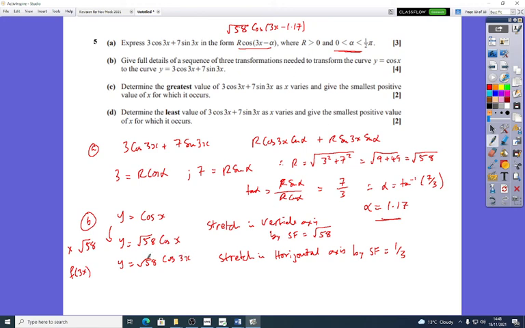And the last thing is the translation. That's how I would do it. So the next one, y is root 58 cos, in the bracket you've got the 3x, and you've translated that by 1.17. So that is now a translation by minus 1.17 and 0.